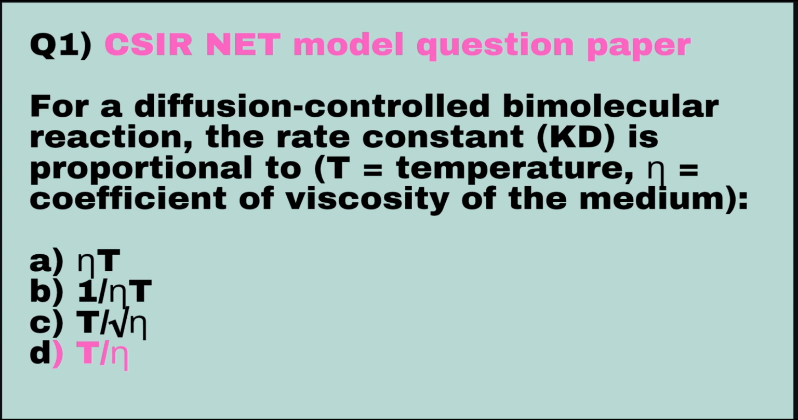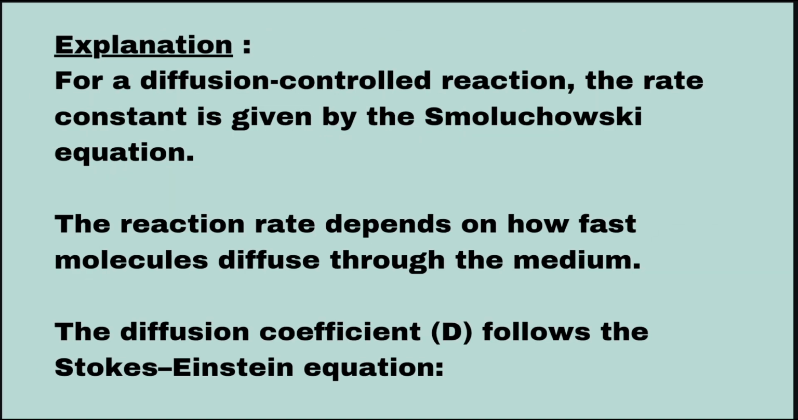For a diffusion controlled bimolecular reaction, the rate constant Kd is proportional to T is equal to temperature and eta is equal to coefficient of viscosity of the medium. Here four options are given. Option A, eta into T. Option B, 1 divided by eta T. And option C, T divided by root of eta. And option D, T divided by eta. Now let's see the solution.